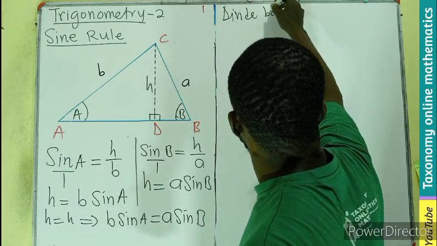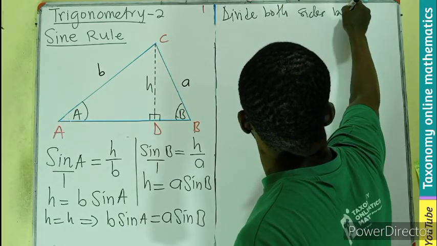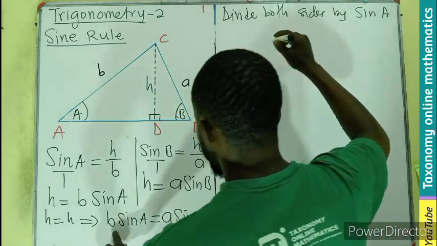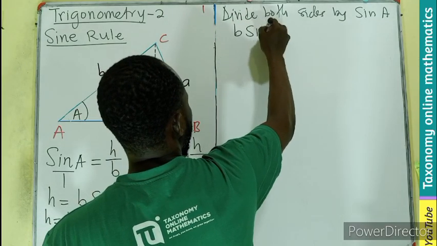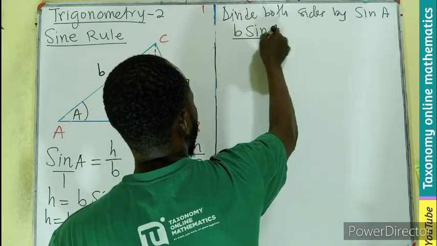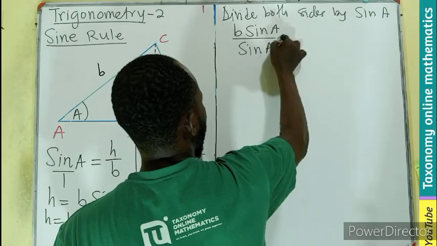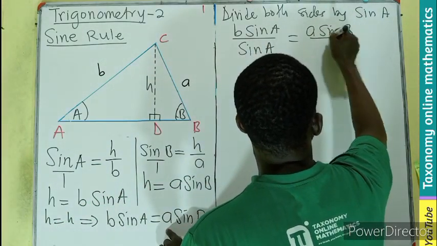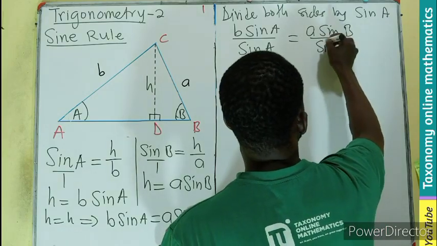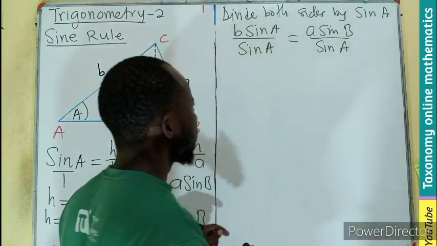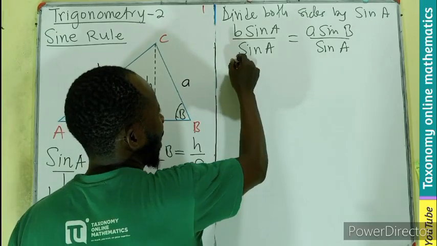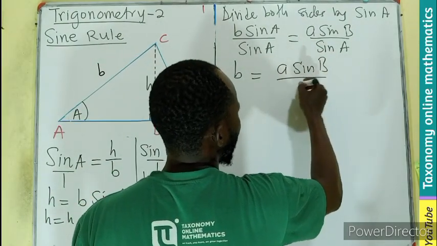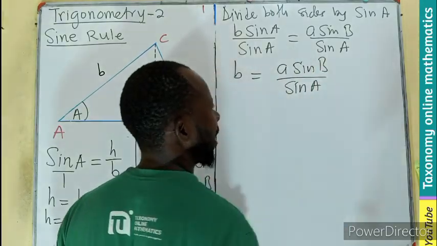Divide both sides by sine A. That means I'll have B sine A divided by sine A equals A sine B divided by sine what? A. So if it cancels, you'll be left with B equals A sine B divided by sine A.